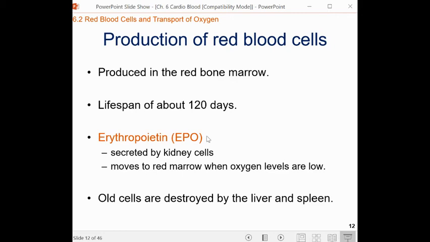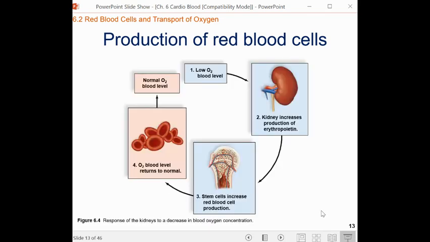A good example of this is when I went to the mountains to do research. The first couple of weeks, I was really winded because there was less oxygen up there. By the end of my research stay, I had produced enough extra red blood cells that I wasn't winded at that high altitude anymore. Once your cells are finished at the end of their 120 days, the liver and the spleen will break them back down again and reuse those raw materials.